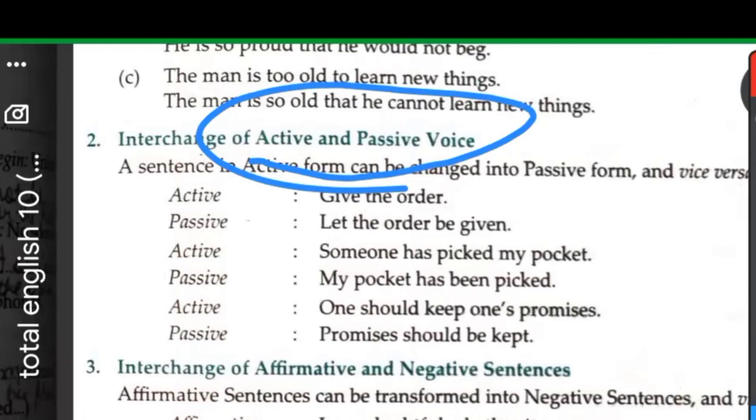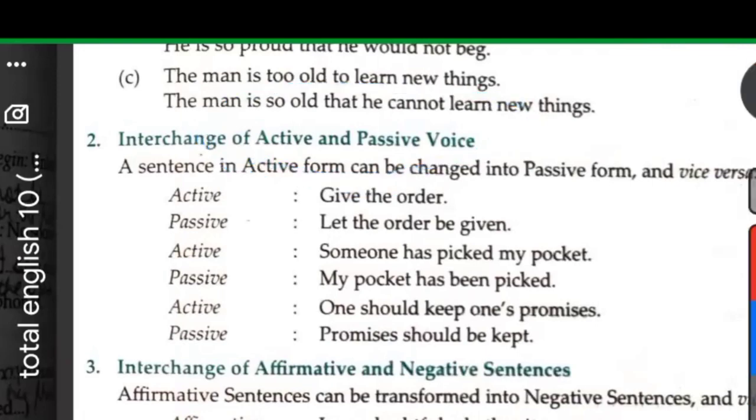I think I have created one video for the same. I would send you the video, okay, because it is a very lengthy concept. Did you watch my video about active and passive voice? I would like to ask. If no, then please watch it.